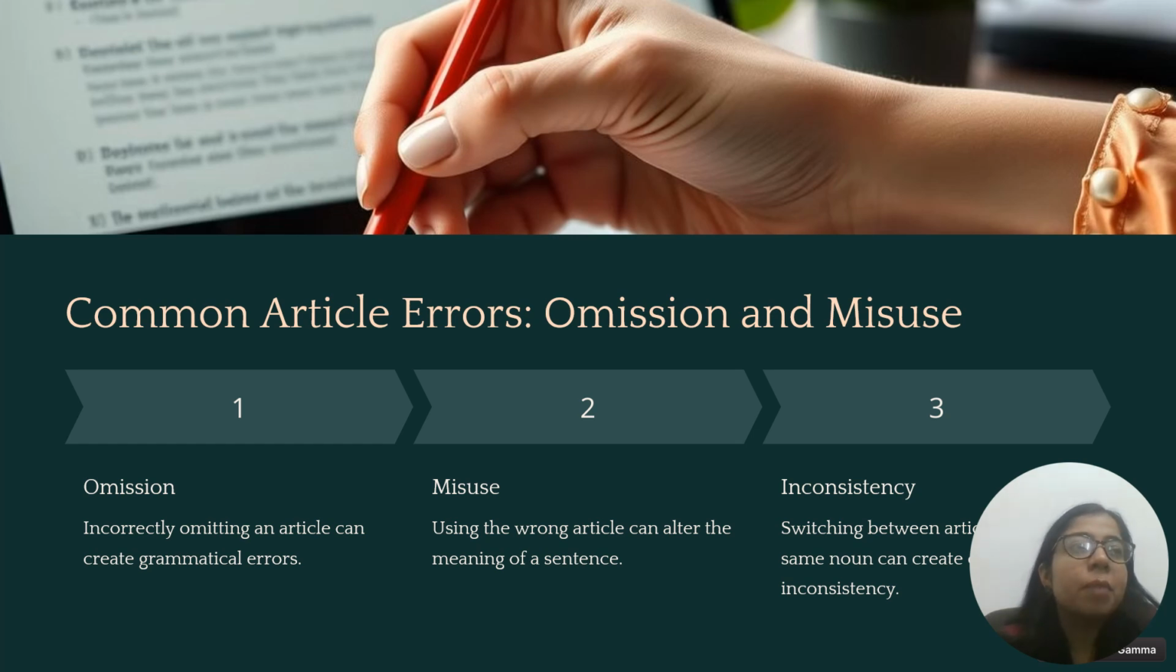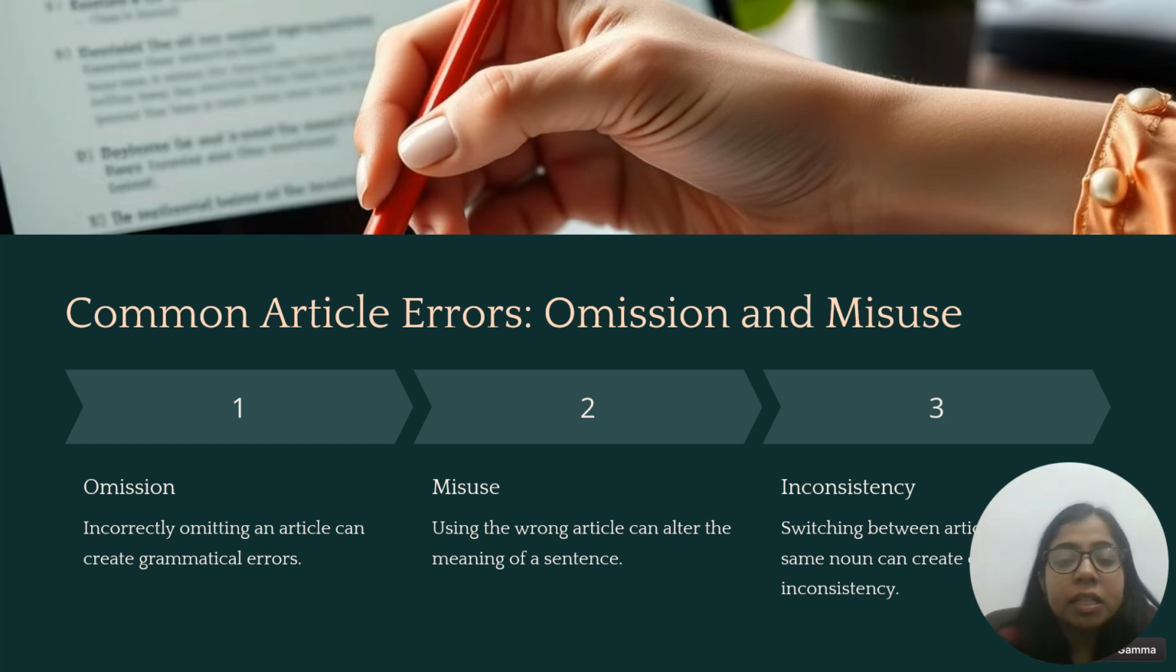Then misuse, using the wrong article. Suppose it is written, my father is a MLA. So it is a wrong use of the article. It will come as "an", even if it's starting with a consonant letter, because the sound is of A. When we say MLA, the sound comes as A. So A is a vowel sound. We will use an MLA. My father is an MLA.